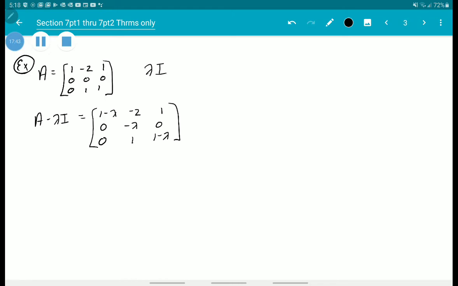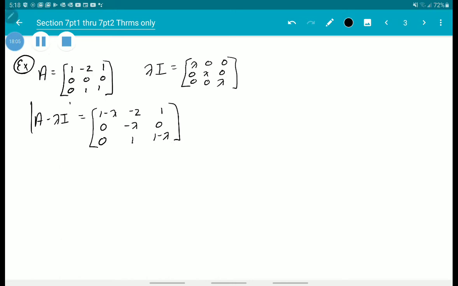Okay, remember what lambda I would look like? It would look like the identity, except we would have lambdas down the main diagonal since we're multiplying by lambda. So what's going to happen is it's really just going to change those entries down the main diagonal if we view it as A minus lambda I. So now we need to find the determinant of this matrix.